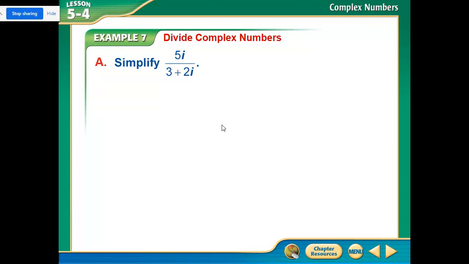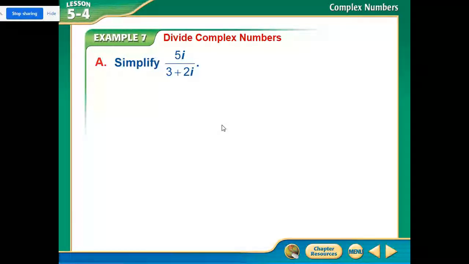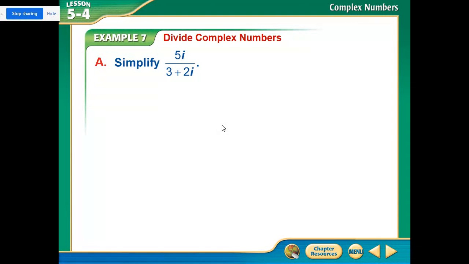Now dividing is a little more difficult. We have to use something that's called a complex conjugate. It's a really big word, but what does it mean? Look at the denominator here, 3 plus 2i. What I need to do is multiply both top and bottom, because remember, it is a fraction, and whatever we do to the bottom, we got to do to the top. I'm sure you've learned that before. I'm going to write the inverse of it, or the opposite of this.